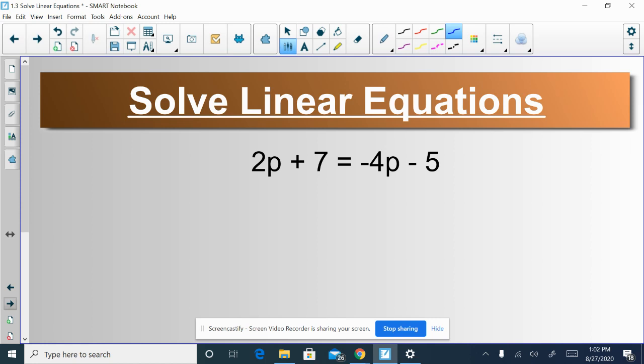Go ahead and pause it. Make sure you get this one. And then push play, and you can follow along.